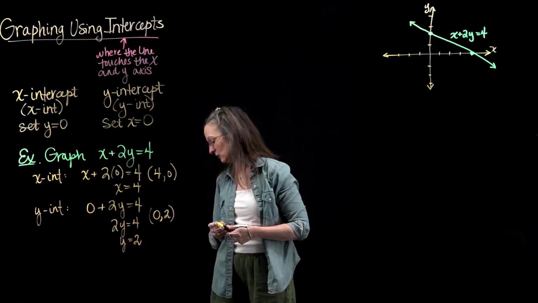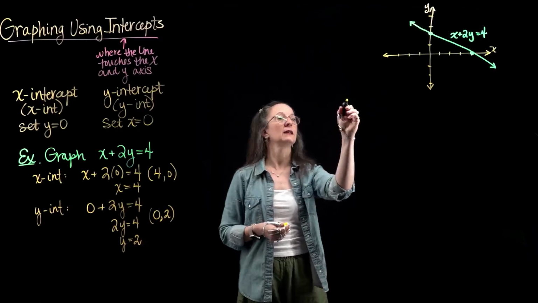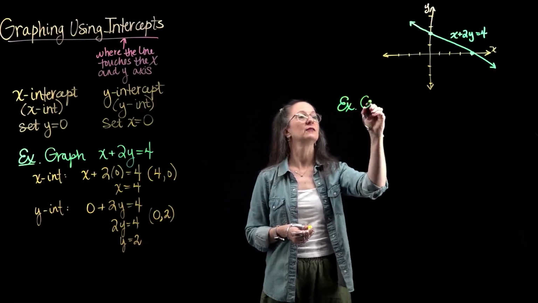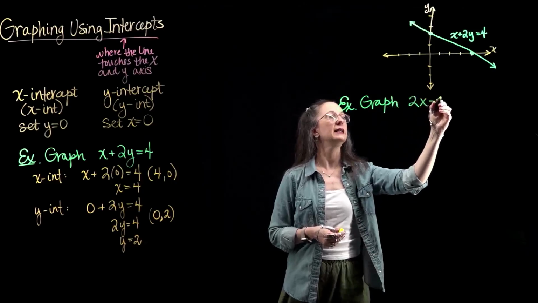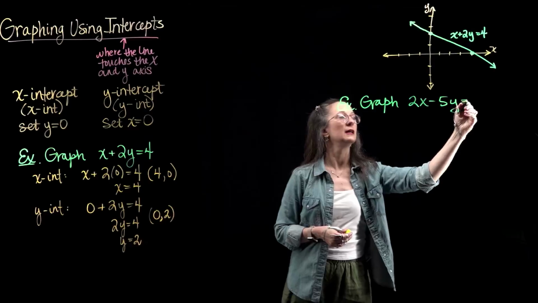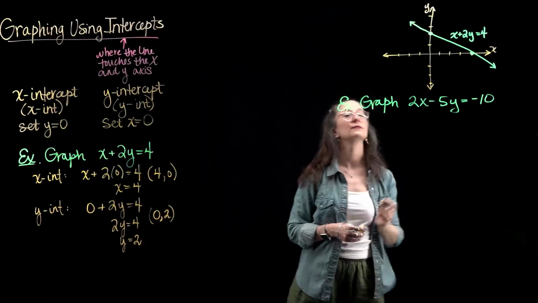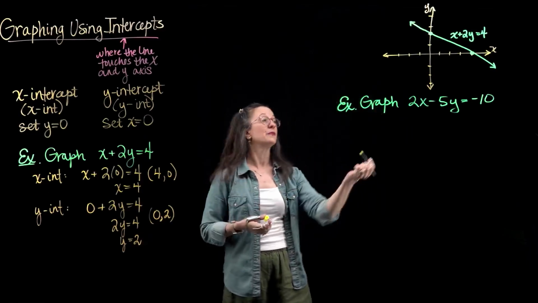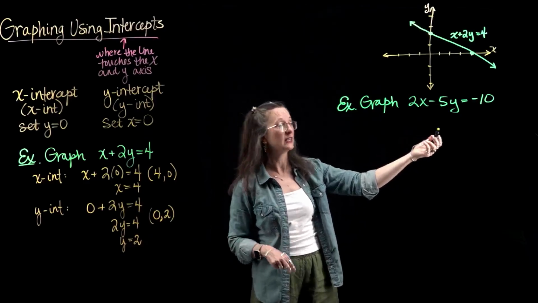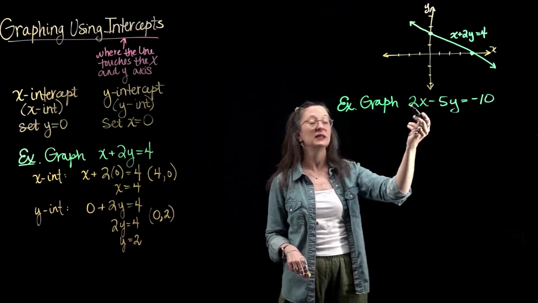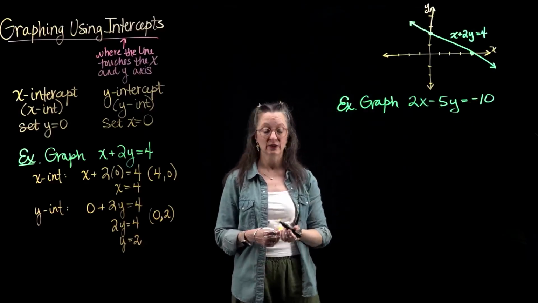All right, let's look at one more. I'm going to say let's graph 2x minus 5y is equal to -10. Now, when I look at this equation, I know intercepts is a good idea because 10 can be divided by 2 and 10 can be divided by 5.